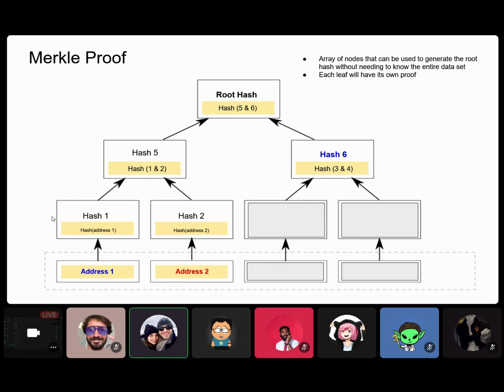So here's an example where we're generating a proof where we want to get the proof for this address. And we're just basically getting the minimum pieces that we need, which is this and this, to get to the root hash. And then what a proof is, it is an array of nodes that you can use to generate the root hash without needing to know the entire data set. So each leaf will have its own proof.